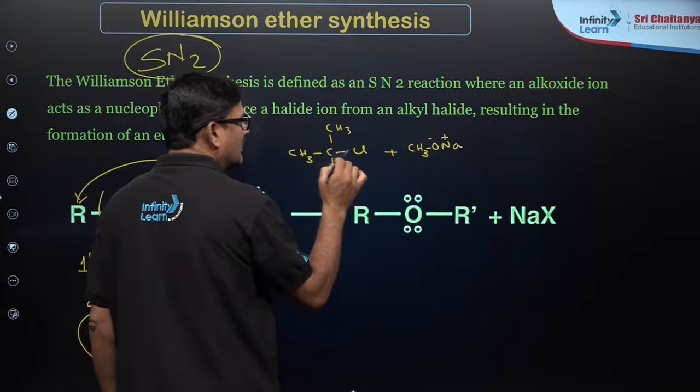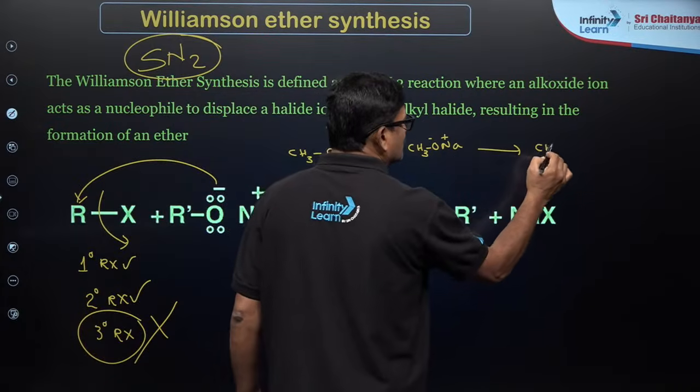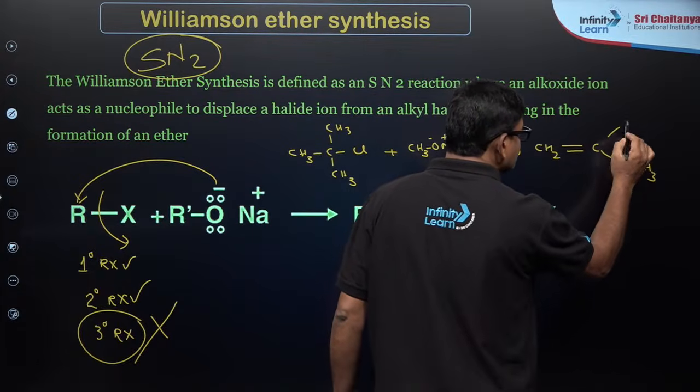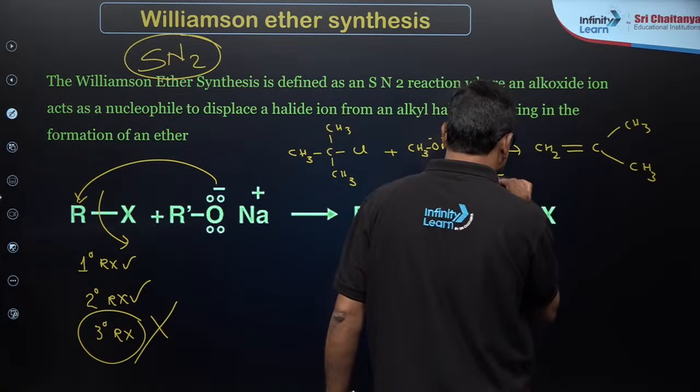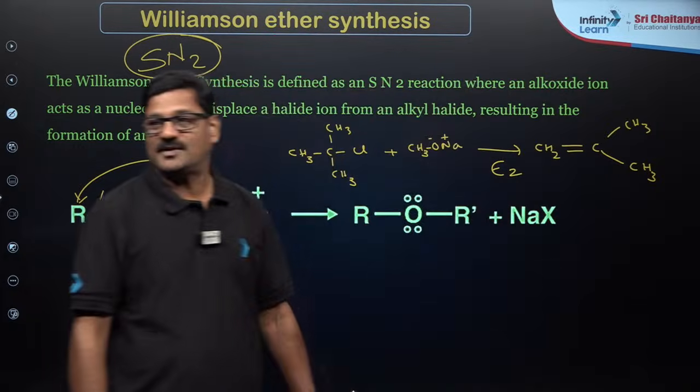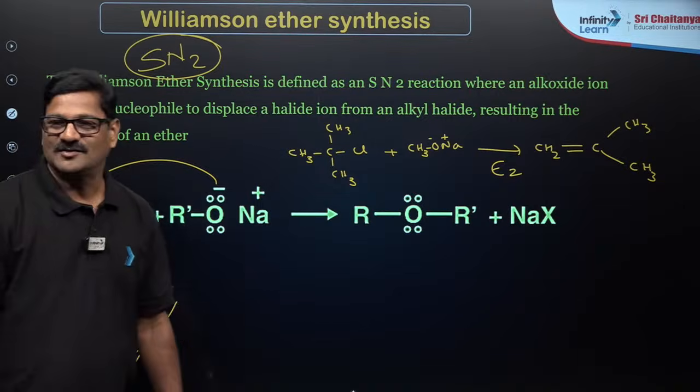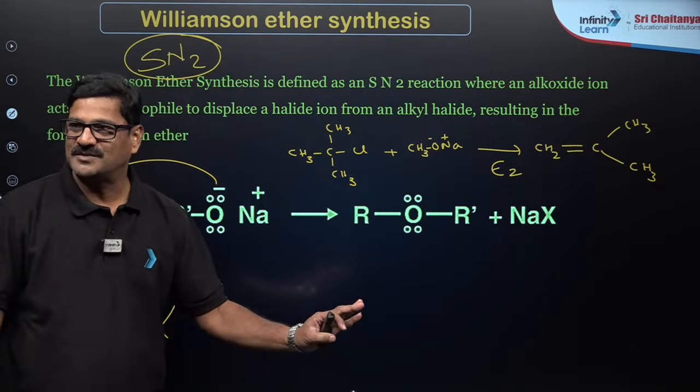You are going to get CH2, alkene. E2 reaction takes place. This reaction follows elimination bimolecular reaction. Hope you understand, my dear children. Hope you understand. Clear?